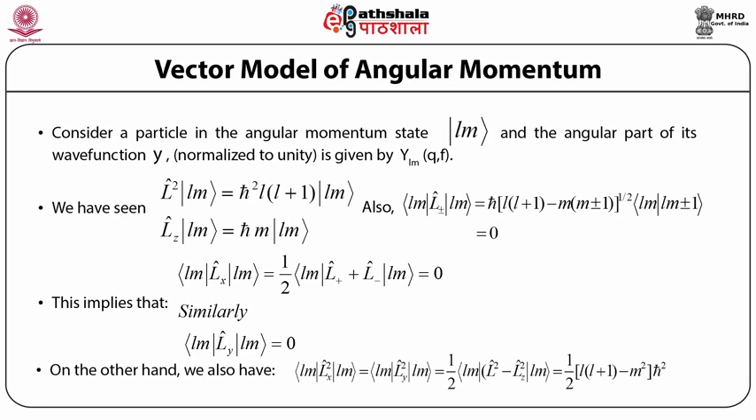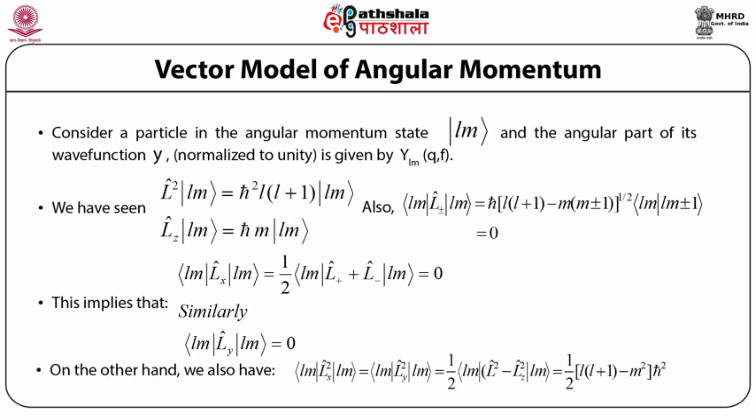However, if we look at the expectation values of the operator Lx square and the operator Ly square, we find that the expectation value of Lx square, that is bra vector Lm operator Lx square ket vector Lm, is equal to the expectation value of operator Ly square, that is bra vector Lm operator Ly square ket vector Lm, and this turns out to be equal to half times bra vector Lm within brackets operator L square minus operator Lz square acting on ket vector Lm, and this turns out to be equal to half times bracket open L into L plus 1 minus m square bracket close times h cross square.